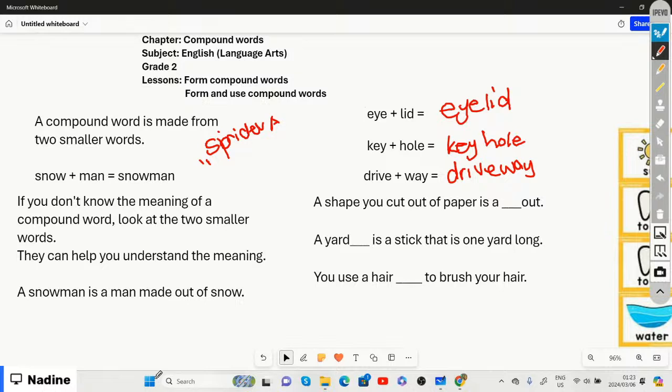But like I say, if we were to add more compound words, then it would be, for example, spider plus man. So we have spider plus man. And what is a spider? Spider plus a man.